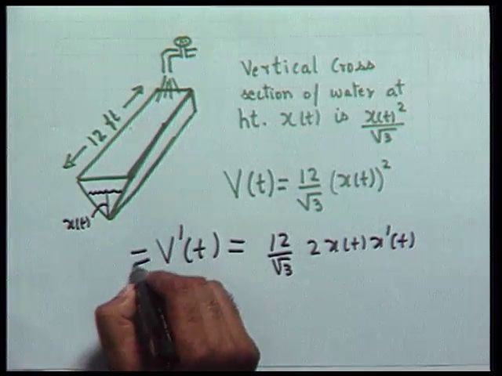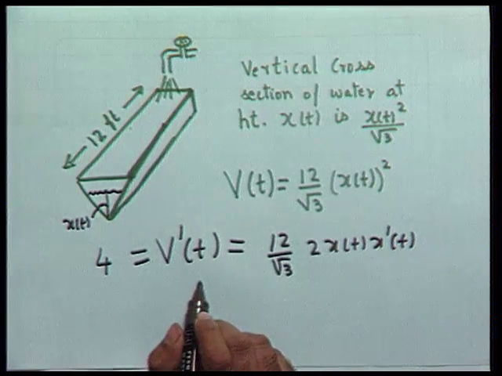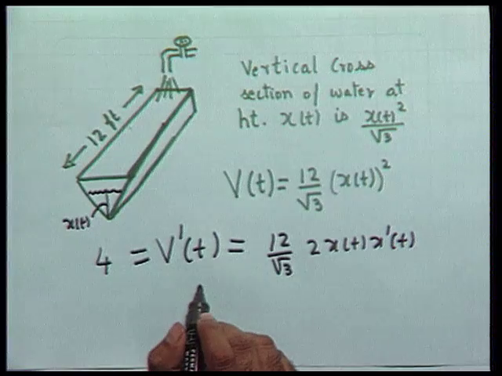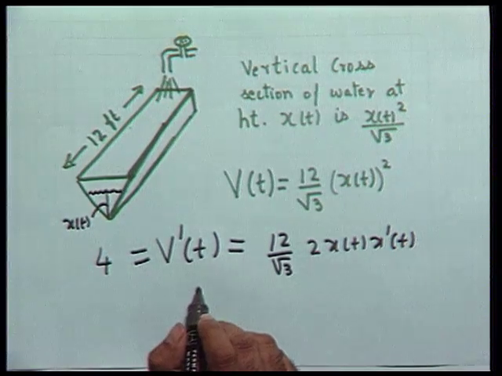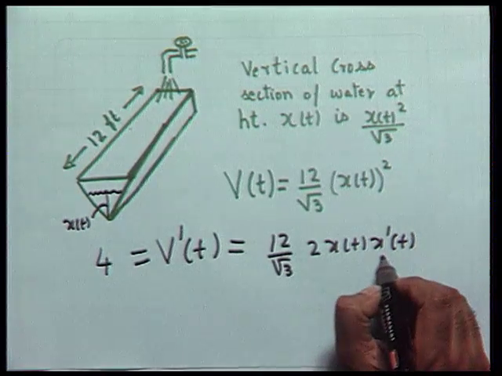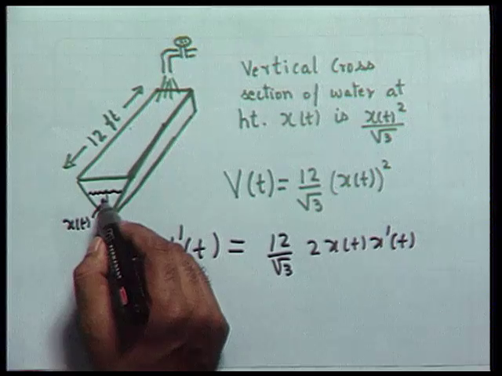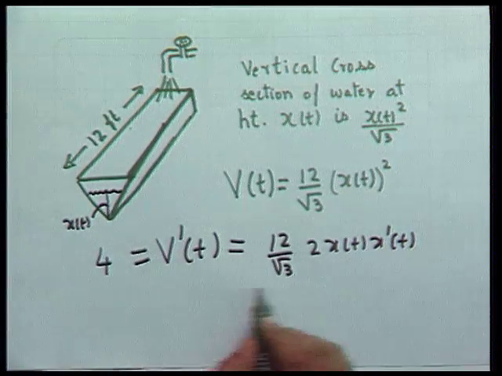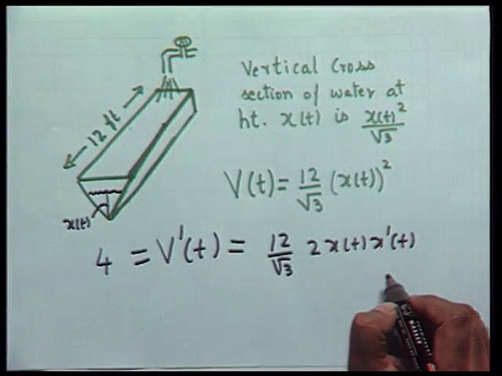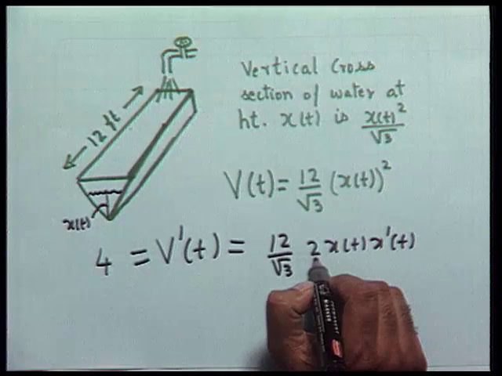But that is given to be equal to 4. Now, how fast is the water level rising when the water reaches a depth of 1.5 feet? You are told to find x prime t, the rate at which the level is rising when the water reaches a depth of 1.5 feet.